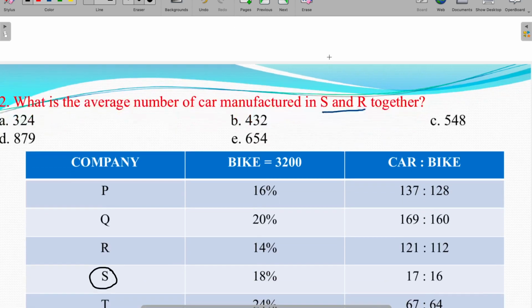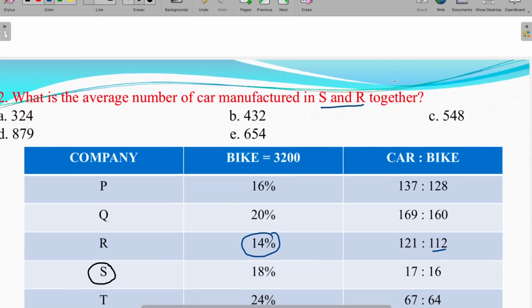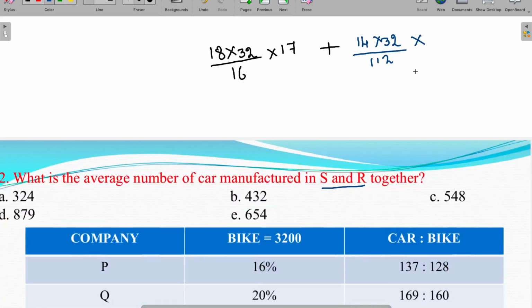No need to write 32, you can take 32 in the end, otherwise you will understand now. So for R, 14 percent of 3200, that is 14 into 32, equal to 112. 112 is bikes, but I want 121.